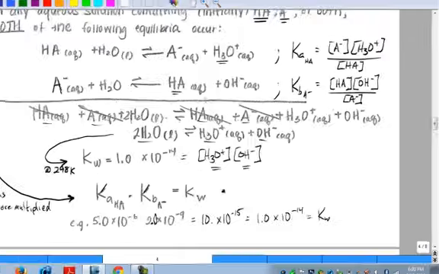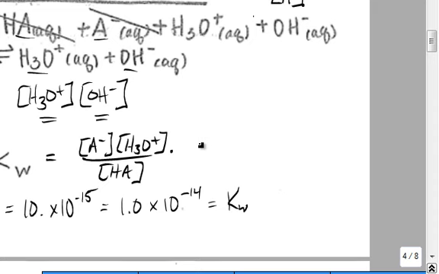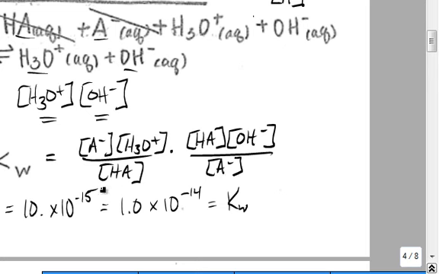I multiply Ka, which is A-, H3O plus, over HA, times Kb, HA, OH minus, over A minus, and the HA's cancel, the A minus cancel, and you get Kw.